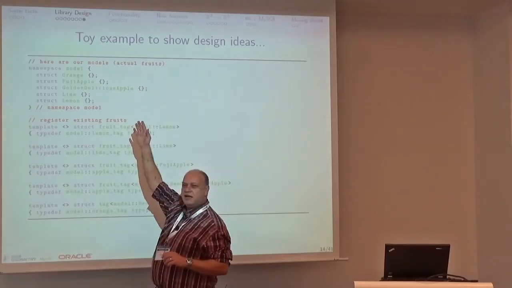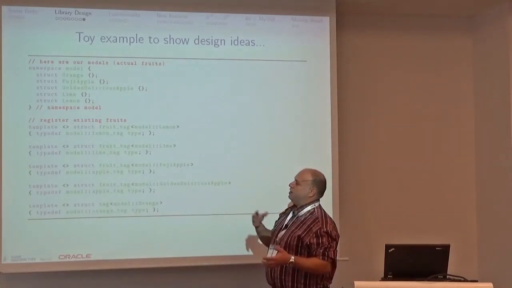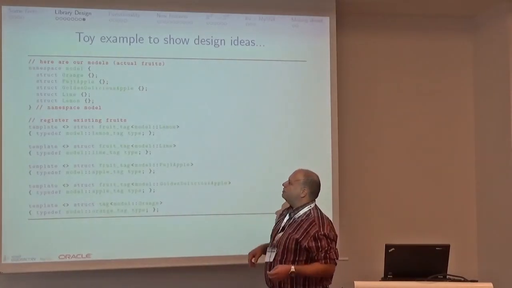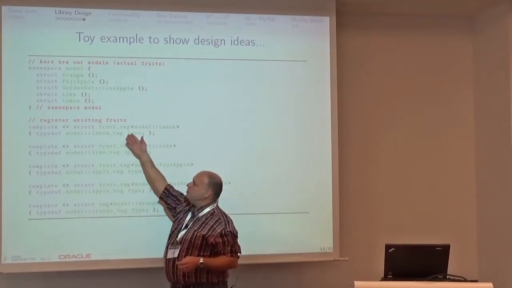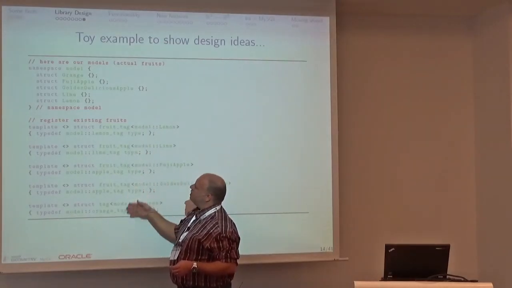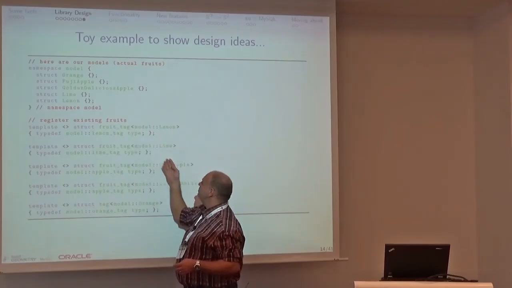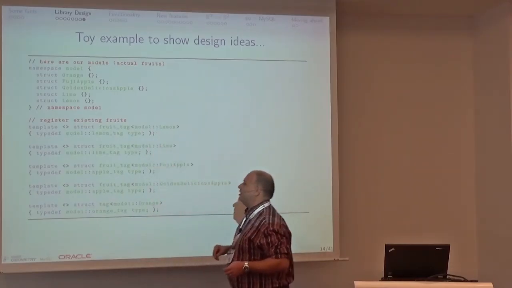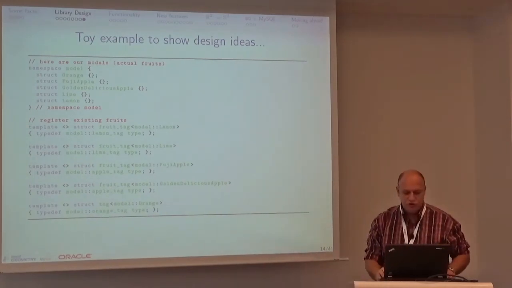We have specific classes that correspond to our models, or if you want, models of our concepts. And then the next thing to do is to be able to register these fruits according to the tags. So we do specialization of the different fruit tag with respect to the different models that I have here for my fruits. And this is how you would do it typically in Boost.Geometry.